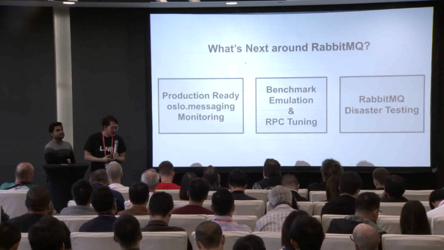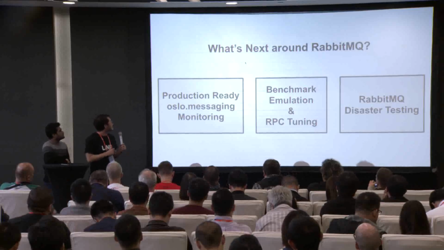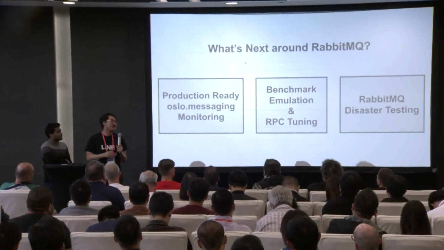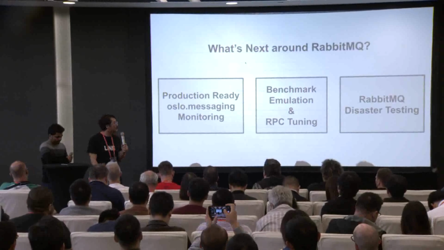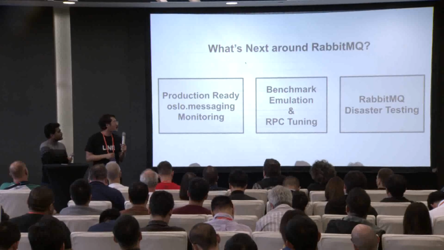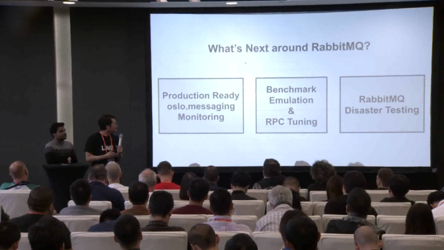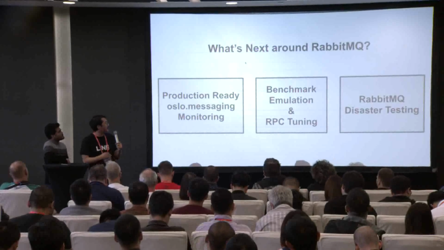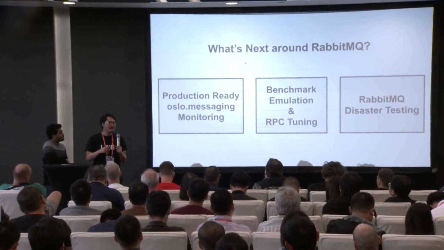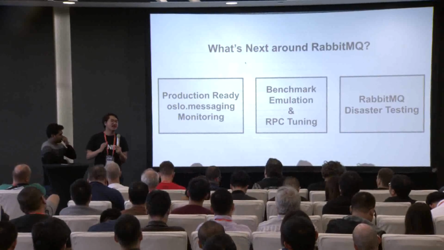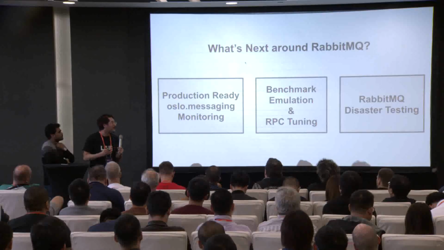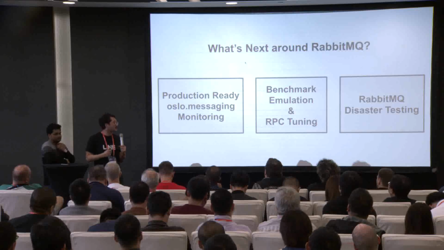and 2 years. The first thing we will do is making the Oslo messaging library monitoring production ready, and we deploy that monitoring into all of the production environments. And then we are planning to perform the benchmark emulations with the monitoring. After we introduce messaging library monitoring, we could observe which RPC method is frequently evaluated, and which RPC method is taking more time. Based on that, we are thinking to perform the RPC tuning.